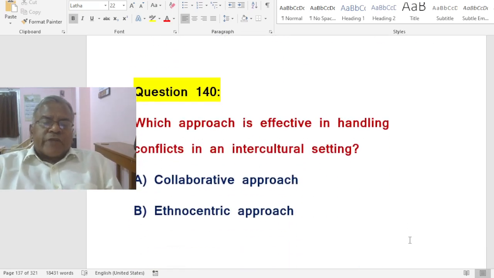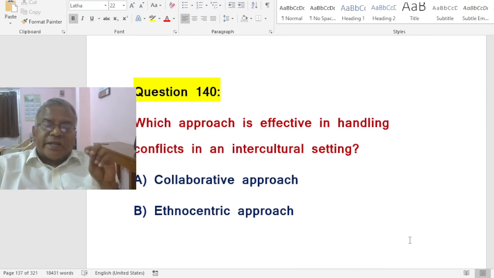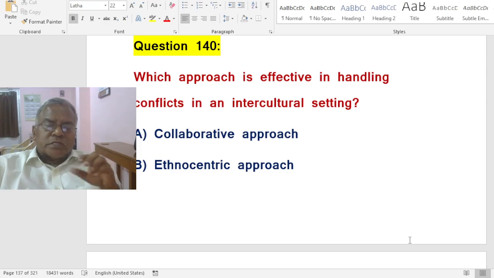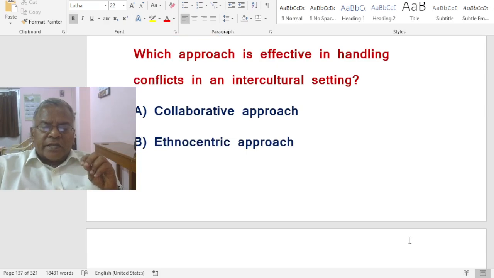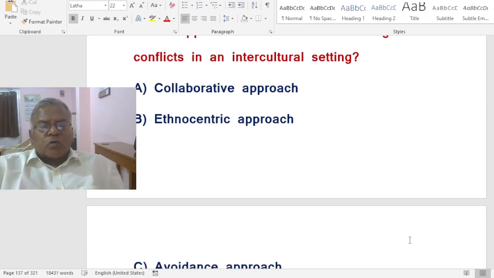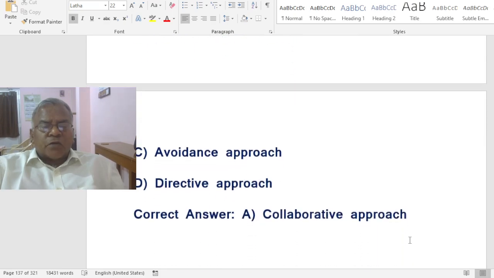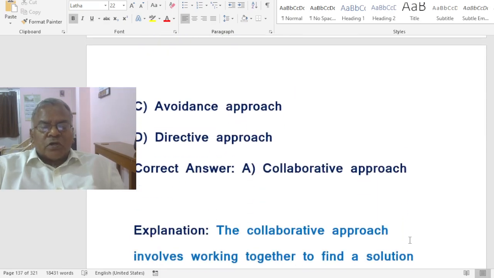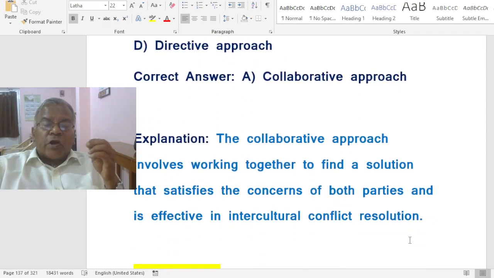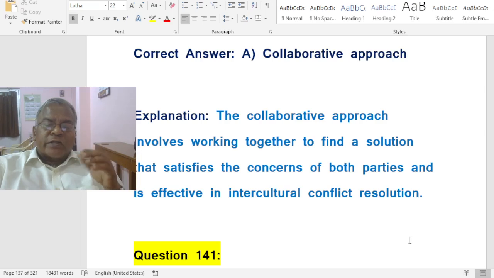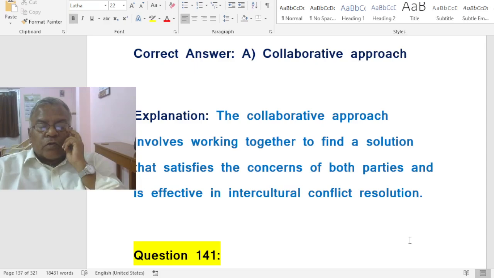Which approach is effective in handling conflicts in an intercultural setting? A. Collaborative approach. B. Ethnocentric approach. C. Avoidance approach. D. Directive approach. Collaborative approach. The collaborative approach involves working together to find a solution that satisfies the concerns of both parties and is effective in intercultural conflict resolution. So the collaborative approach. Next one.